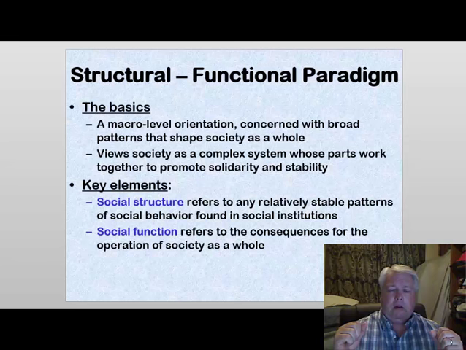So there are two ideas here: social structure and social function. Both of them together are vital for this theory. This theory says that's how society works. This theory is not focused on you and me as individuals. We're just cogs in the machine. We are just the tiny little worker ants running around.